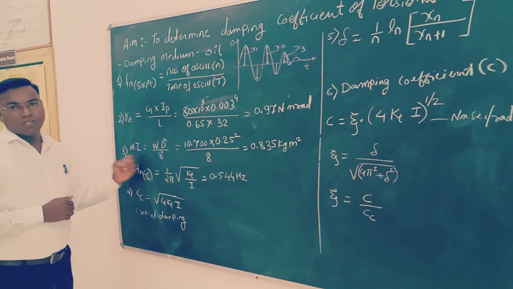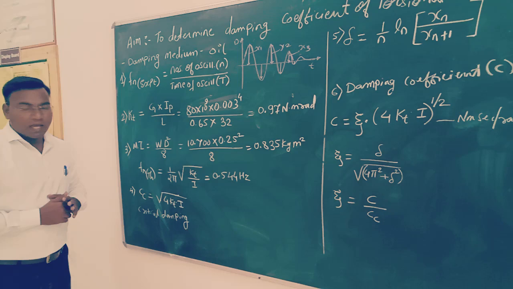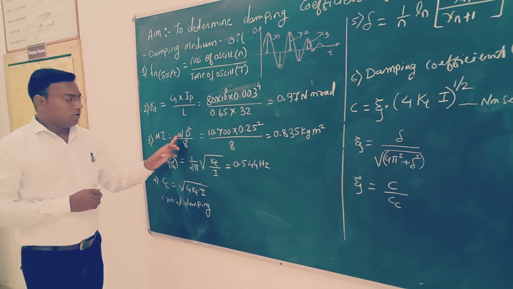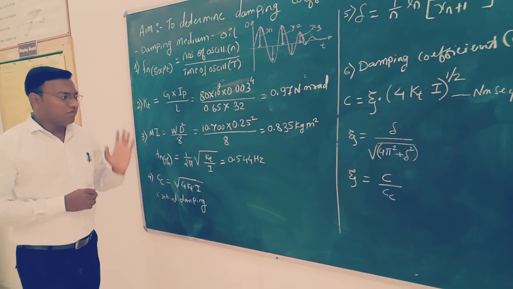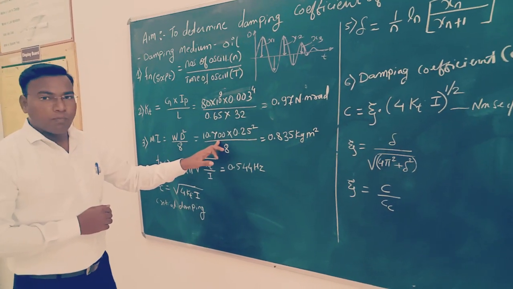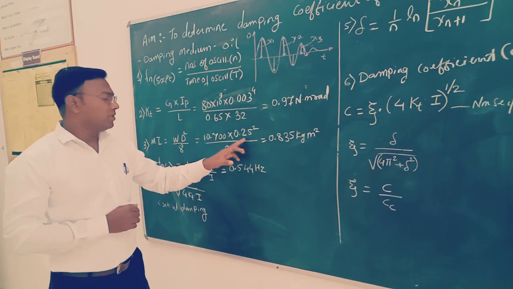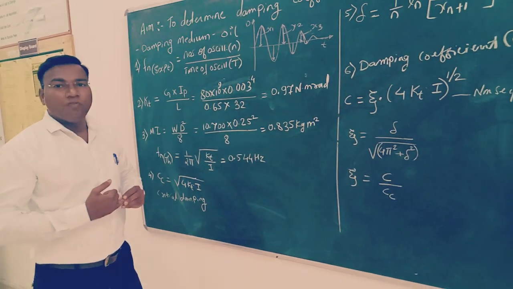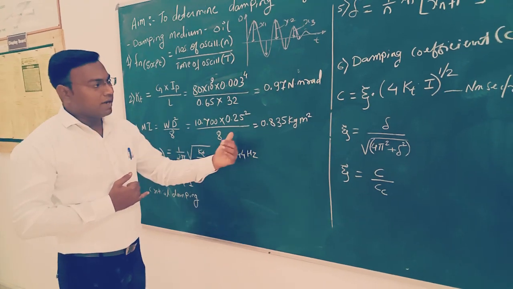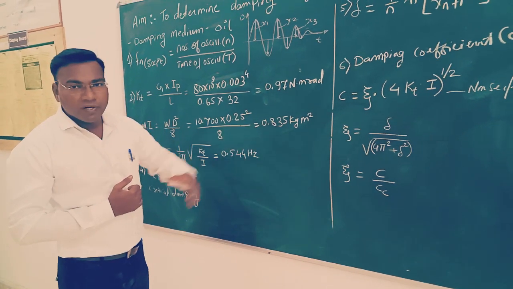Second, the mass moment of inertia, which is one of the important parameters to be determined. We consider it as weight of disc into diameter of disc squared divided by 8. The weight of the disc is 10.7 kg, and d, the diameter of the disc, is around 0.25 meter. So we can determine the mass moment of inertia I as 0.8 kg meter square.